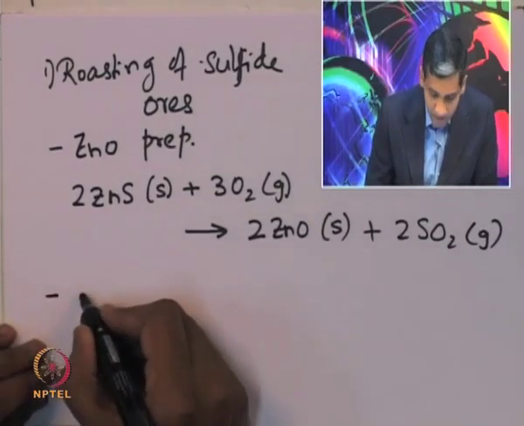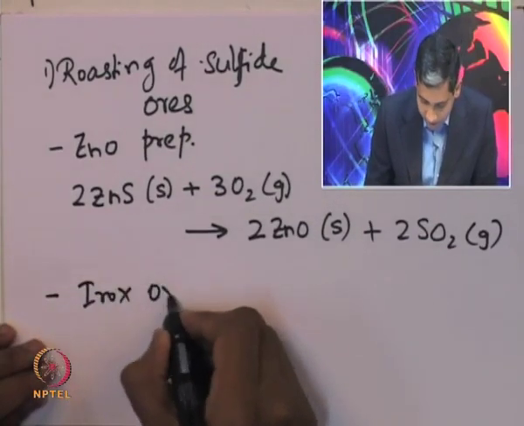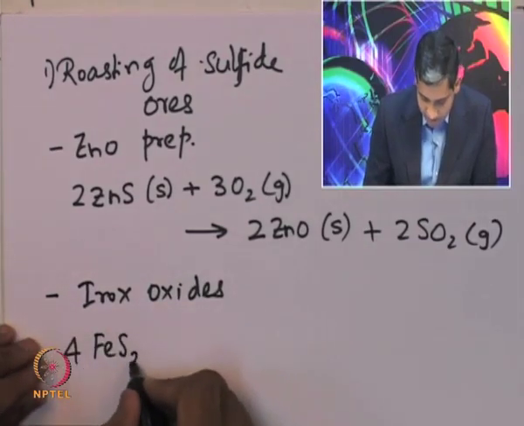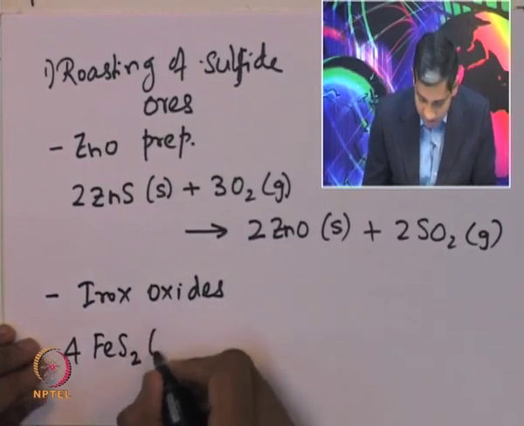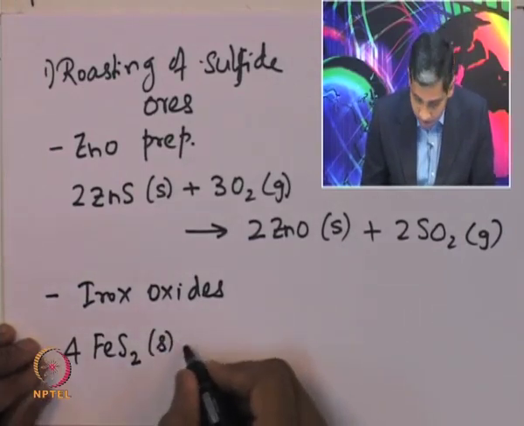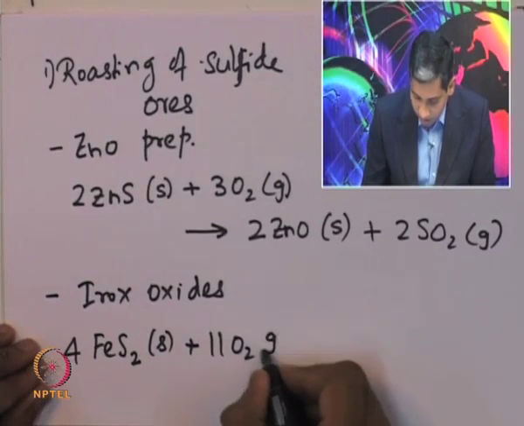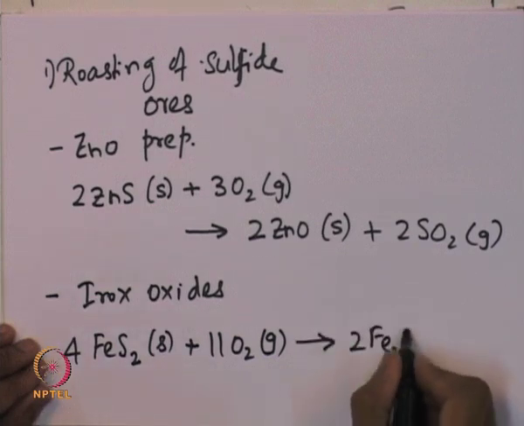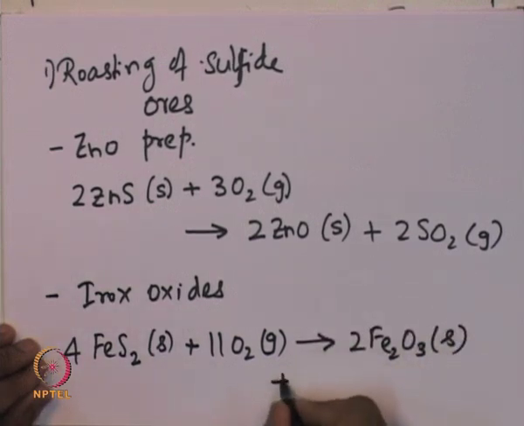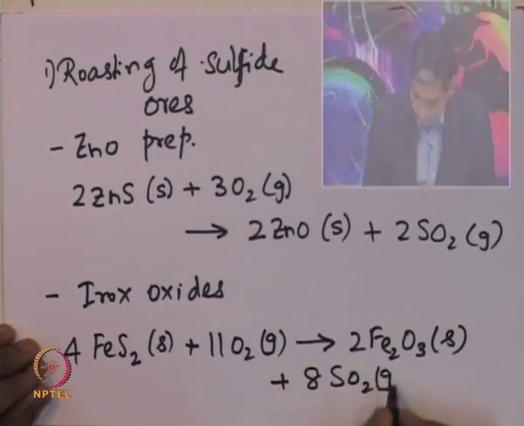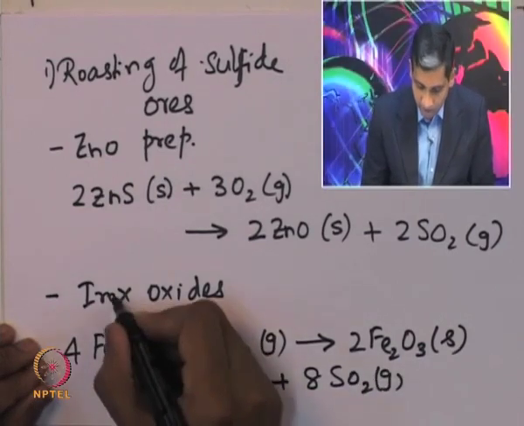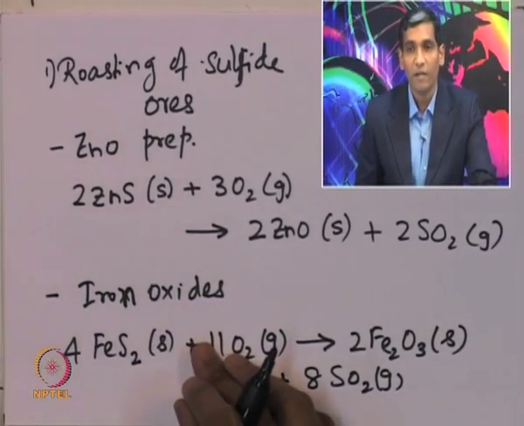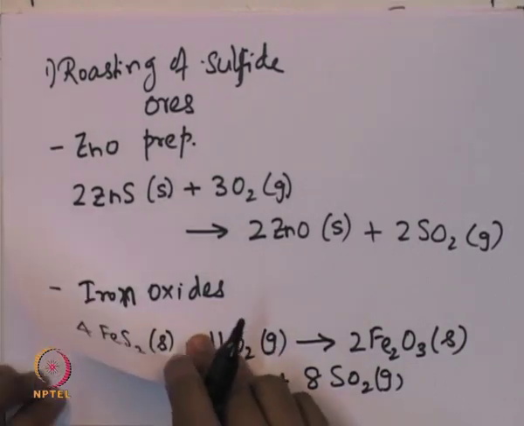Another example of that is the preparation of iron oxides, and the way it's done is 4 times ferric sulfide in the solid form reacts with 11 molecules of oxygen, and that gives 2 Fe2O3 solid and 8 sulfur dioxide gas. So that's another example of a heterogeneous reaction which follows this first mode of fluid solid non-catalytic reaction.